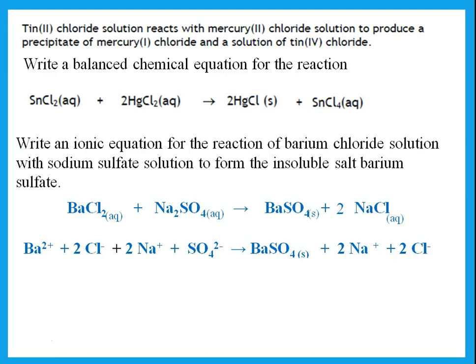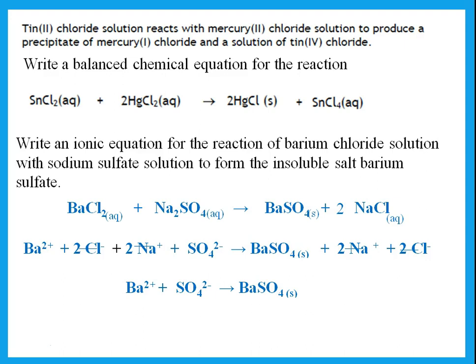I have 2 sodium ions, so 2 Na plus, and 1 sulfate ion which has a valency of 2, so it has 2 negatives. To give barium sulfate, which is a solid, so I don't do anything to it, plus 2 Na plus and 2 Cl minuses. Now I cancel whatever is the same on both sides of the arrow, so the chlorides are cancelled, the Na pluses are cancelled, and I end up with barium sulfate, which is a solid formed from barium ions and sulfate ions.